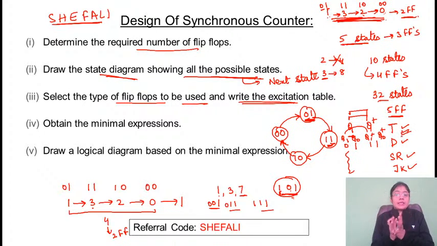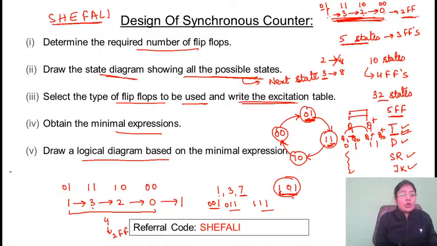और जब आपके पास एक्साइटेशन टेबल आ जाएगा, you can write the equation for T and D. So accordingly you can get the minimal expression, and draw the logic diagram based on the minimal expression. So these are the steps that need to be followed for the design of a counter.